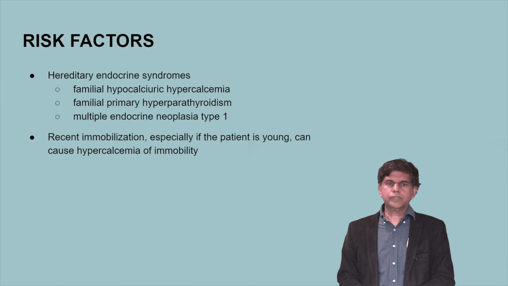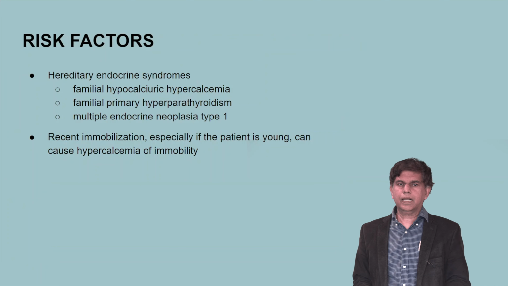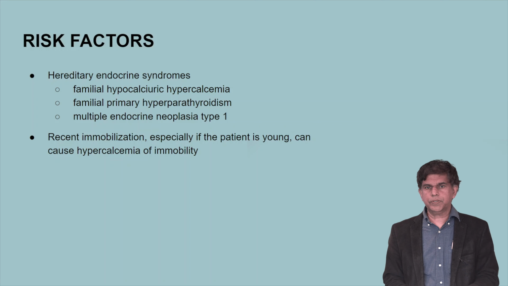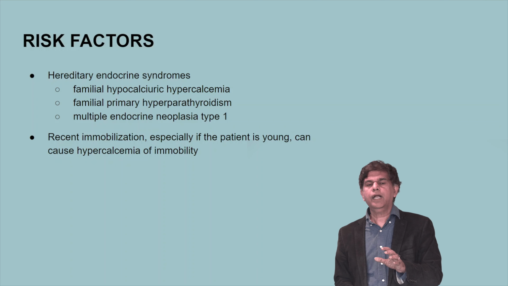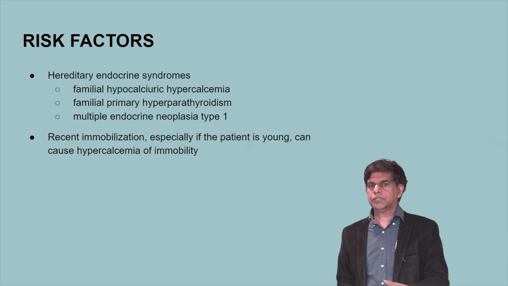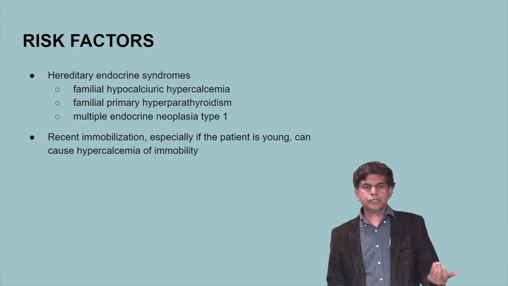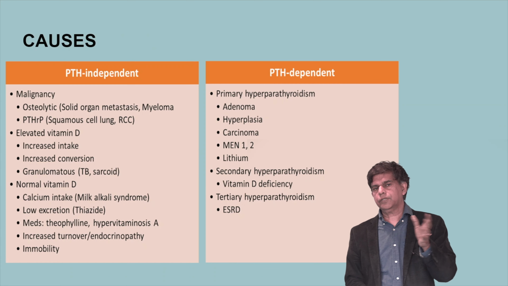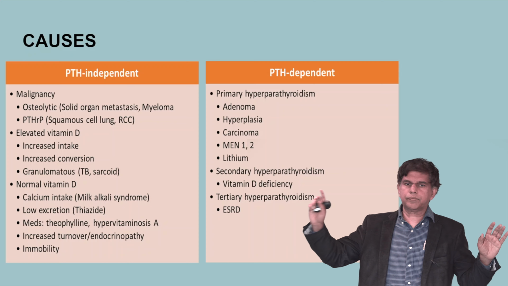Risk factors include hereditary endocrine syndromes. What are they? Familial hypocalciuric hypercalcemia, familial primary hyperparathyroidism, and MEN1. Recent immobilization, especially if the patient is young, can cause hypercalcemia of immobility.